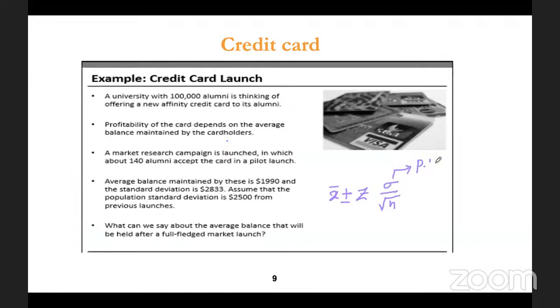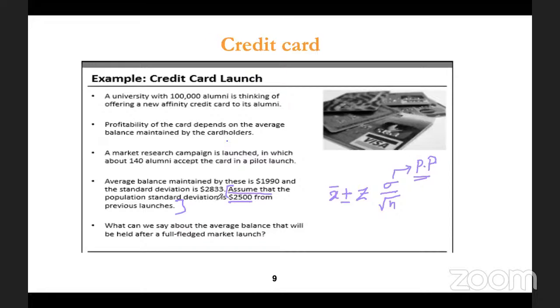So in the problem statement, they're asking us to assume that the population standard deviation is 2500. So this is not from the descriptive statistics. They are asking us to assume. But is it possible to get this population parameter, the population standard deviation?